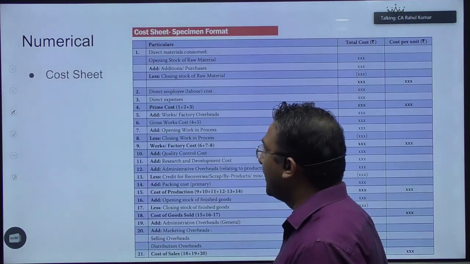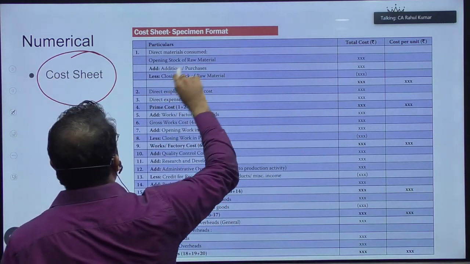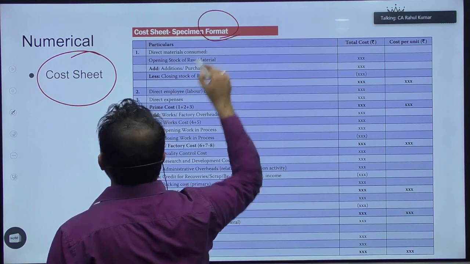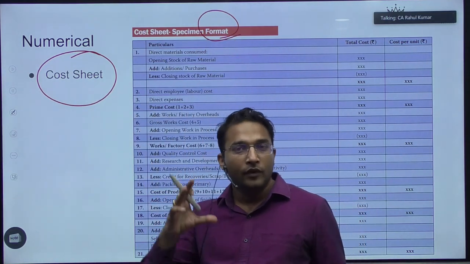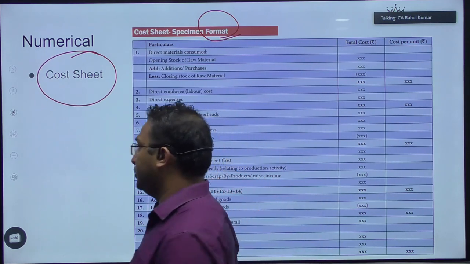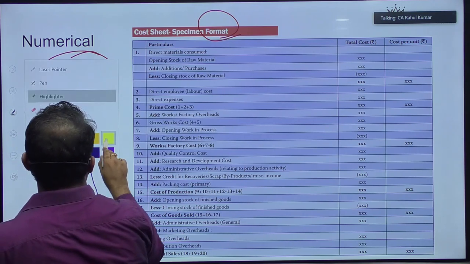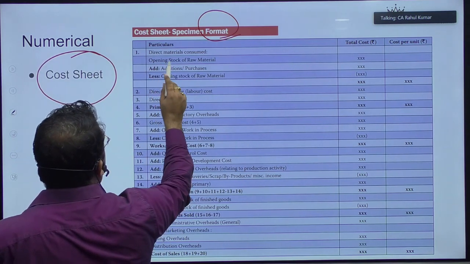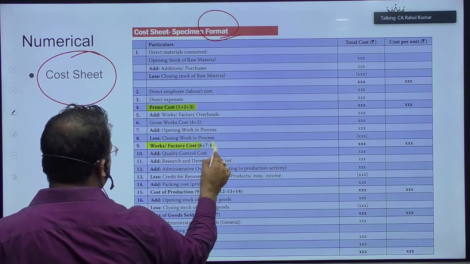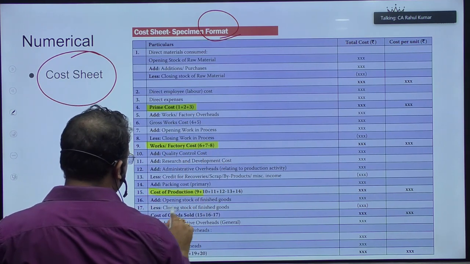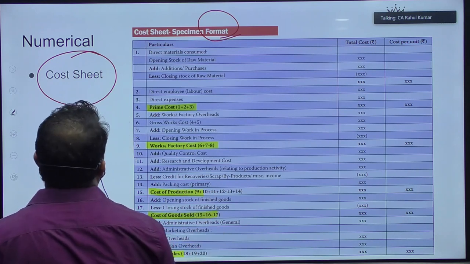Then the numerical part. In the numerical part, they're asking the cost sheet. So you should have complete clarity about the format of the cost sheet. You should clearly know every term of the cost sheet, and the difference between multiple concepts. What is prime cost, right? What is works or factory cost? What is the cost of production? What is the cost of goods sold? And then finally, cost of sales.